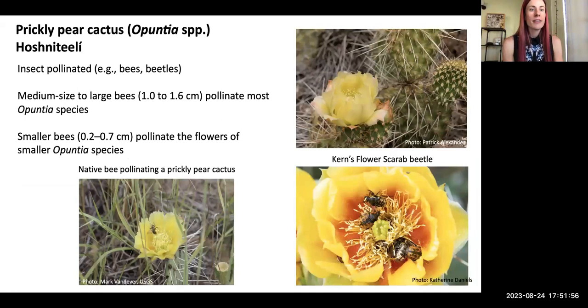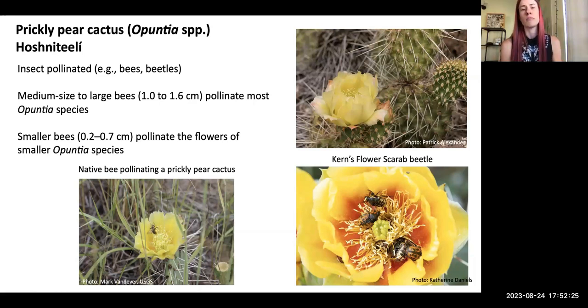Prickly pear is insect pollinated, so things like bees and beetles. If you've ever observed these beautiful yellow flowers and seen these little chunky looking bugs in there, chances are they're probably a scarab beetle. There's a couple of different species of scarab beetles that pollinate prickly pear cactus flowers. Also a variety of native bees. These flowers are very sweet, and a lot of generalist pollinators really like to visit them.